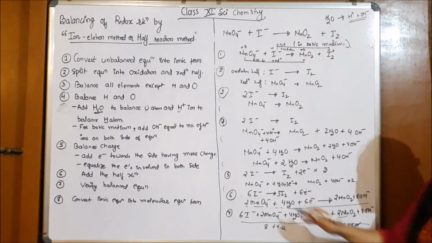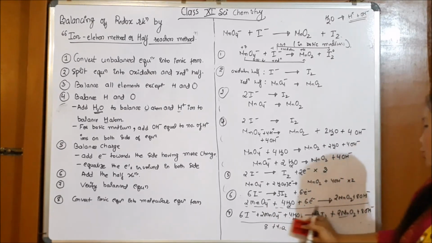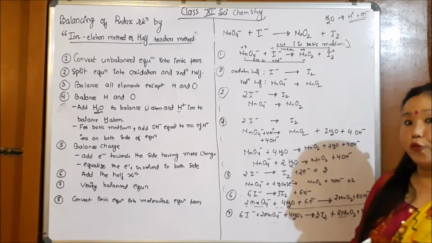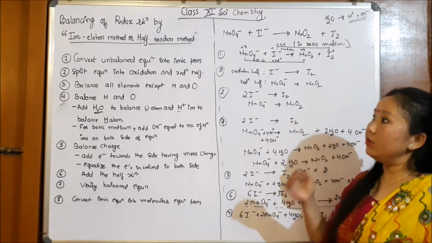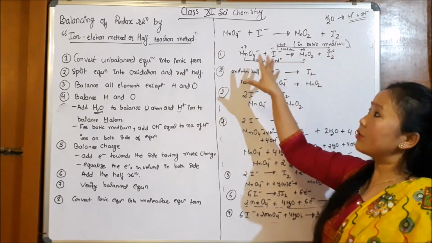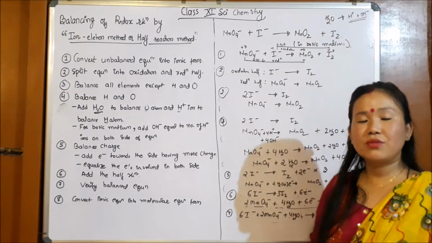So the equation is now balanced. Verification is done. Now the change to a molecular equation is not needed because the equation was in ionic form. This is how you do balancing of a redox reaction by the ion electron method or half reaction method. Okay. Now see you in the next video. Thank you.